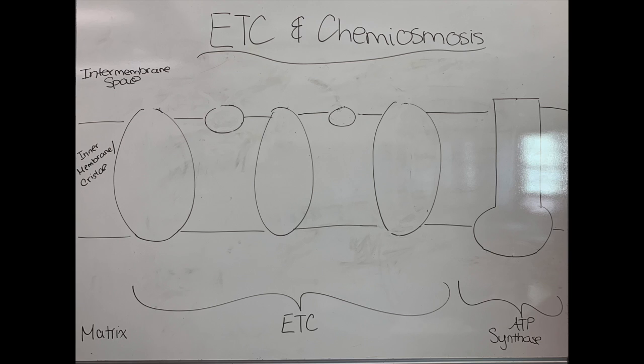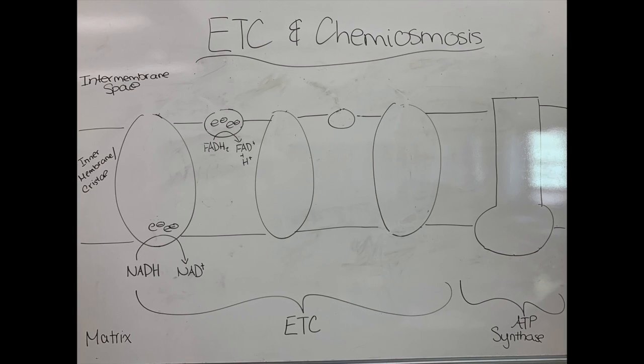The main goal of the ETC and chemiosmosis is to make as much ATP as possible. This step takes place in the inner membrane of the cristae inside the mitochondria. Surrounding the inner membrane is the inner membrane space and matrix.